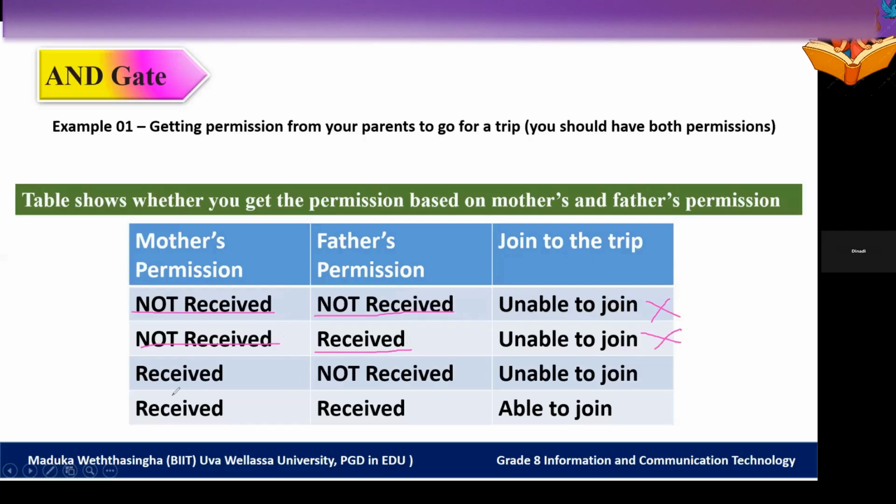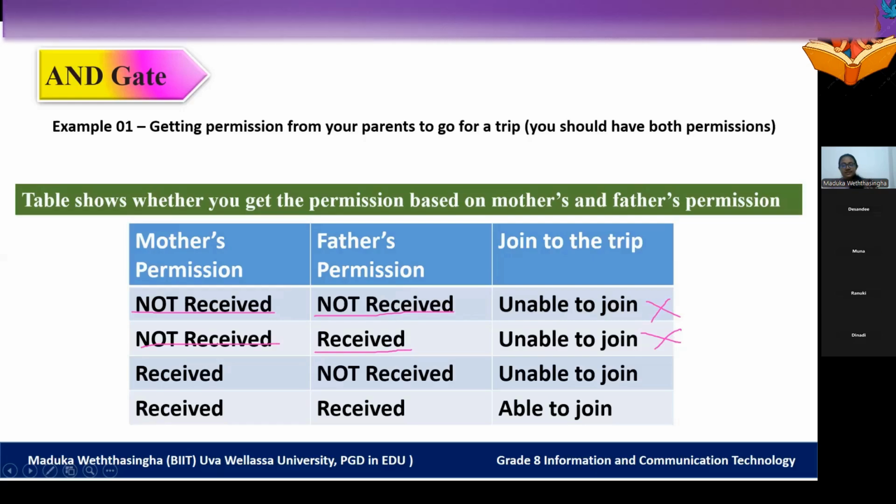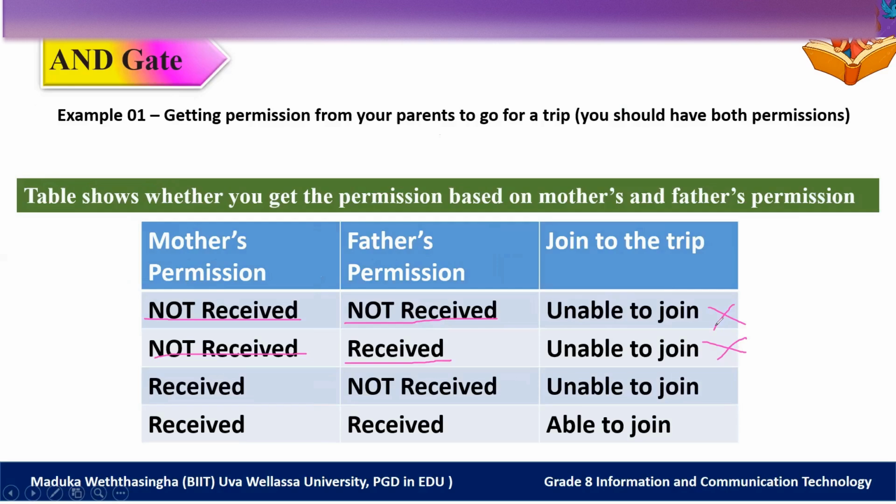but father will give. But you cannot join, because your teacher asked to take both permissions. Third situation, your mother will give the permission. But what happened? Your father will not give the permission. Then also, you will not be able to join the trip.